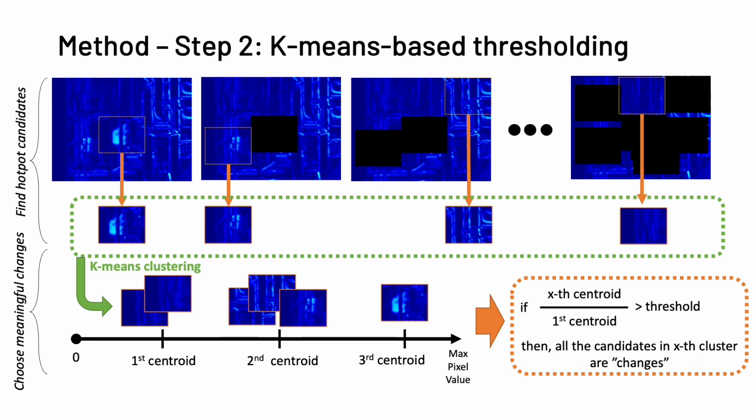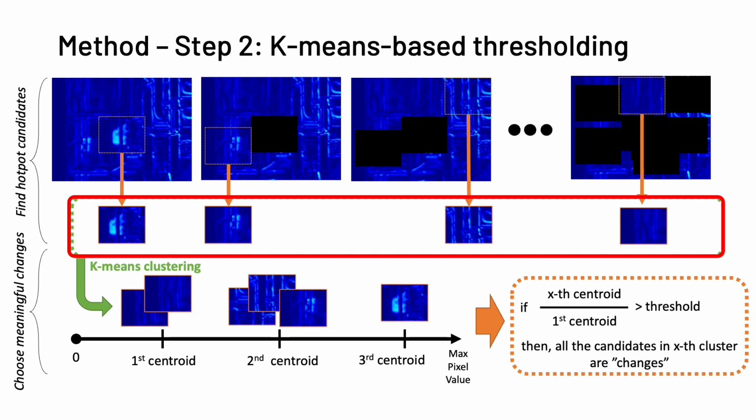Given such a pixel-wise different image, the next step is to find hotspot candidates. Basically, this procedure simply crops a small area that includes the greatest pixel value and utilizes it. Then repeat this process. We consider these cropped images as hotspot candidates.